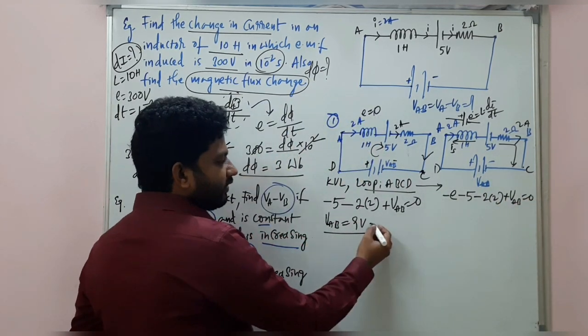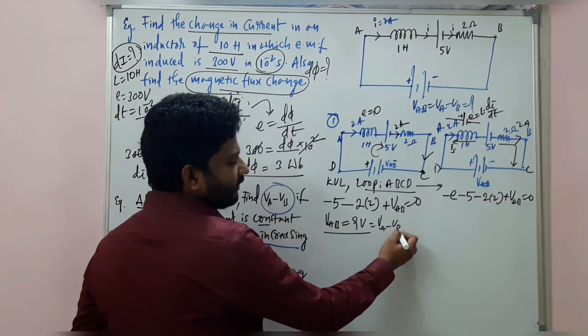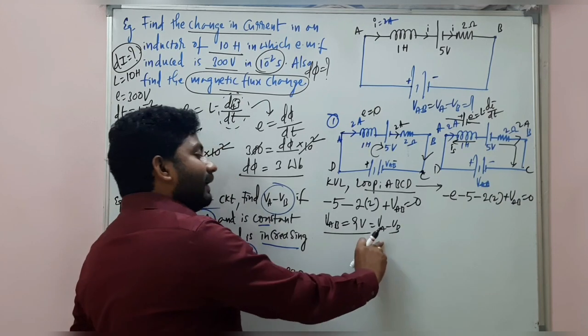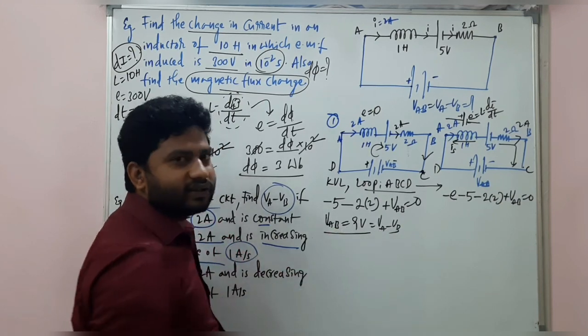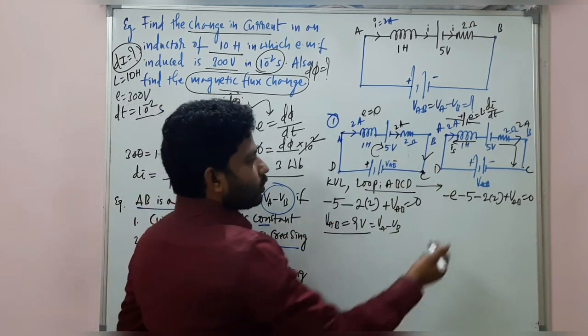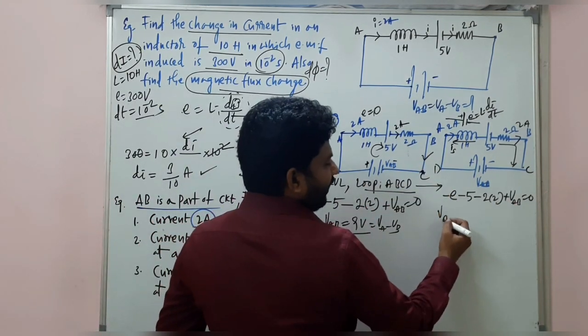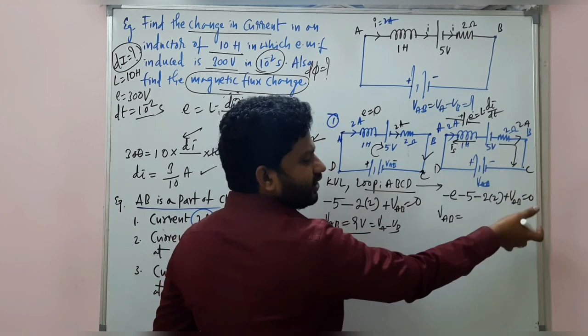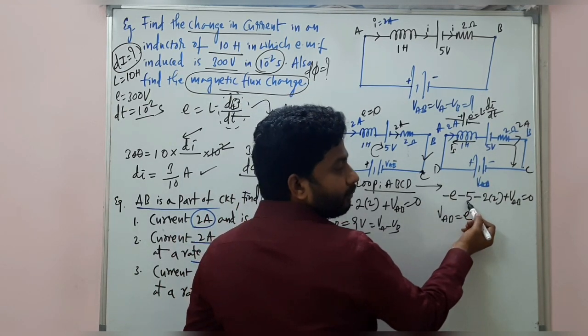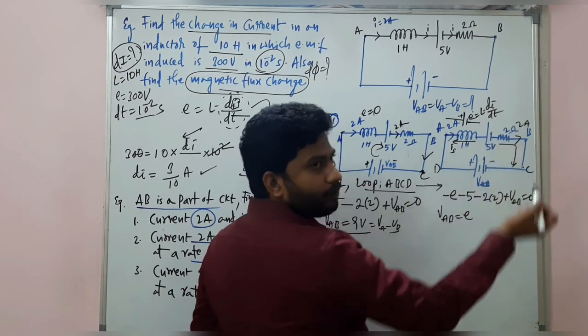VAB is VA minus VB. No confusion. The potential difference, that's what they're asking. Sometimes they'll ask you to find VB minus VA. So in that case, your answer will be minus 9 volt. Okay, so leave it. So come back here. So what is that? Your VAB is equal to this minus E comes to the other side. That will be plus E. Minus 5 plus 5. Minus 4 plus 4.